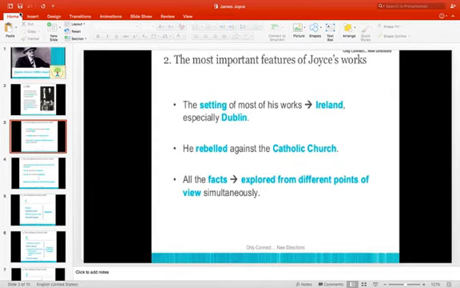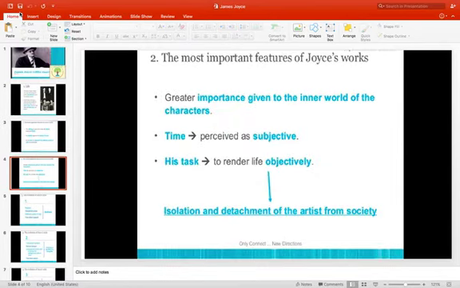The most important features of Joyce's works are that the setting of most of his works is Ireland, especially Dublin. He rebelled against the Catholic Church, and all the facts he explored from different points of view simultaneously. He gave greater importance to the inner world of the characters. For him, time was perceived as subjective, and his task was to render life objectively, which resulted in isolation and detachment of the artist from society.